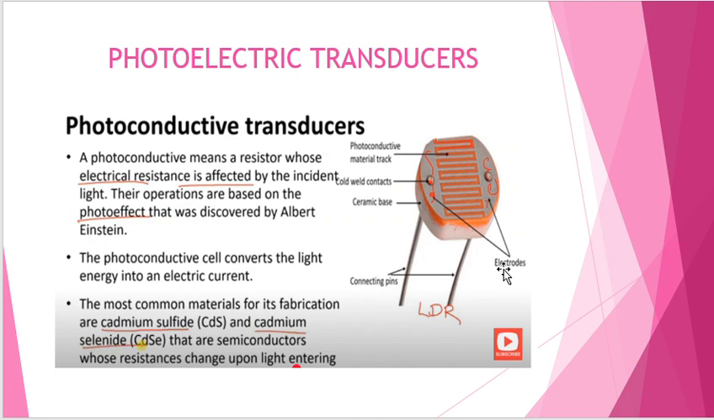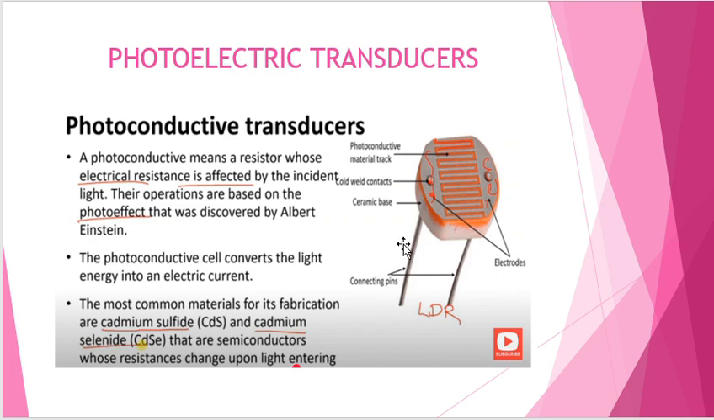And we have used photosensitive material here. That is the material you can see here, and that material is cadmium sulfide or cadmium selenide. These two are semiconductor materials, and the semiconductor material has a zigzag pattern applied to it. Along with that, there is a ceramic base provided.